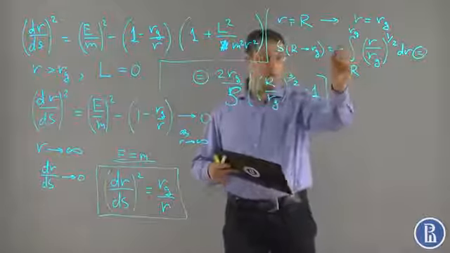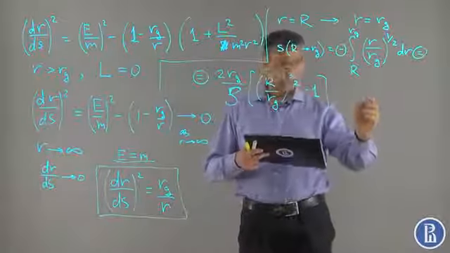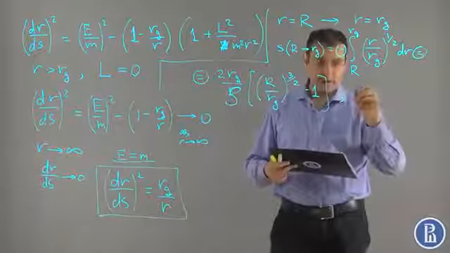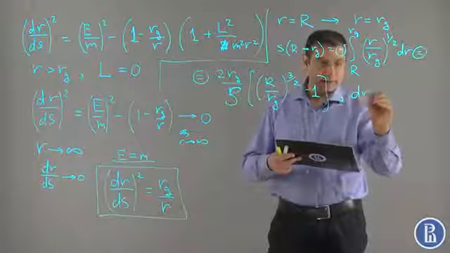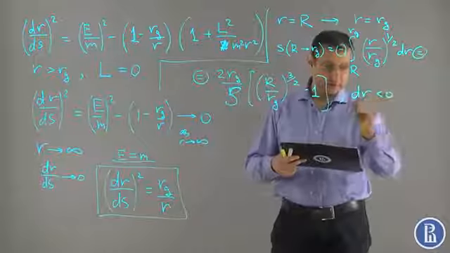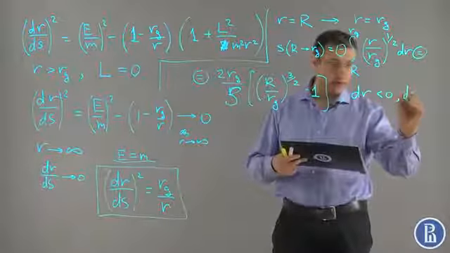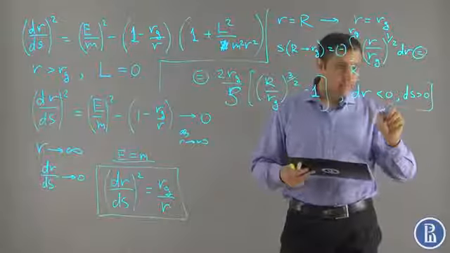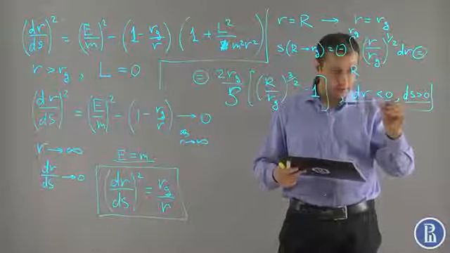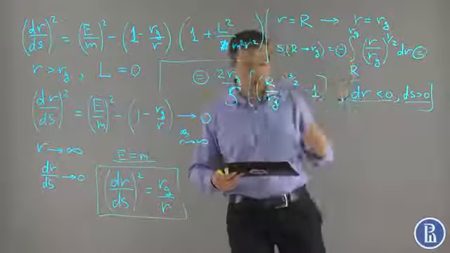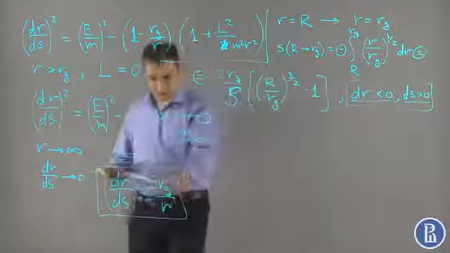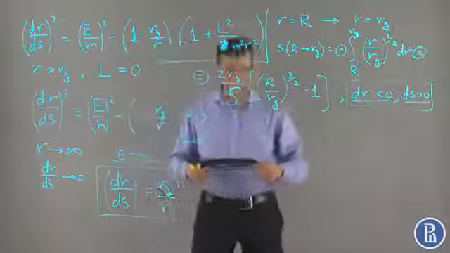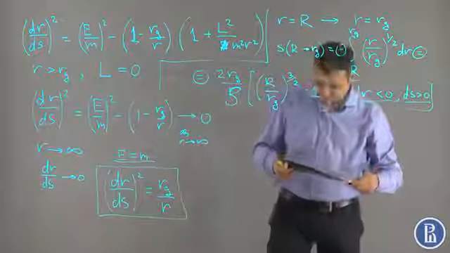The minus sign is present because for the free fall down the black hole, dr is less than 0, so the radius is decreasing, while ds is greater than 0. So as the time increases, radius decreases. That's the reason we have the minus sign here. Taking the square root, we can have two signs, and we took the minus sign.